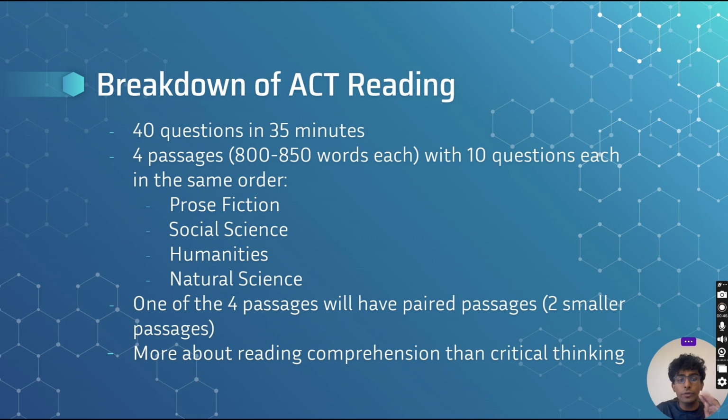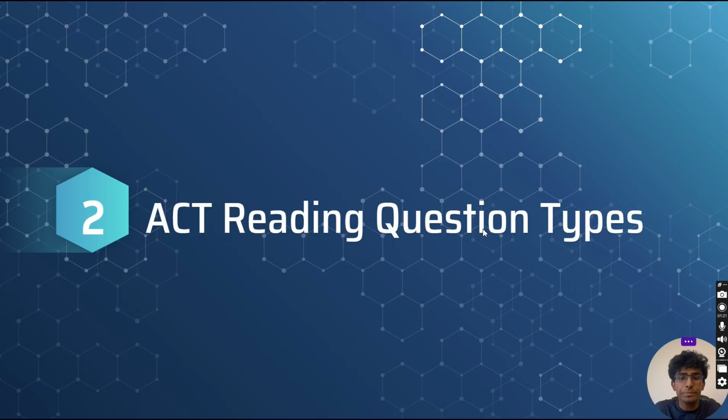And it is important to note that one of the 4 passages has paired passages. So what are these? These are basically 2 smaller passages inside of one. And the nice thing about the ACT reading is that it's more about reading comprehension than critical thinking. This is one of the things that separates it from the SAT reading section, if you remember from our ACT introduction video. So it's more about, can you find things in the text and be able to answer multiple choice questions correctly? Obviously, you have some inference questions that you're going to need to think outside the box, but in my opinion, it's not as much as the SAT reading section.